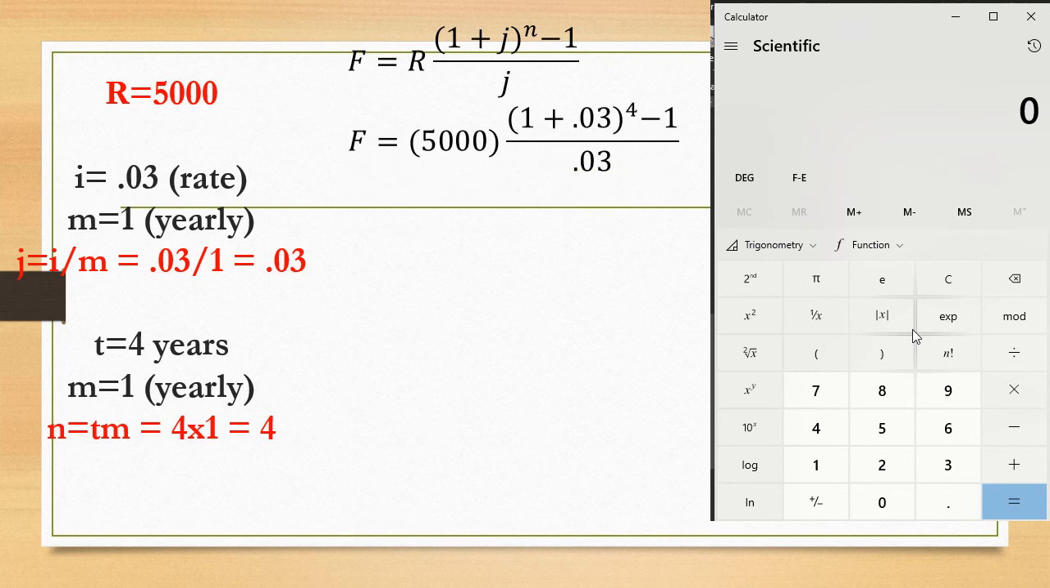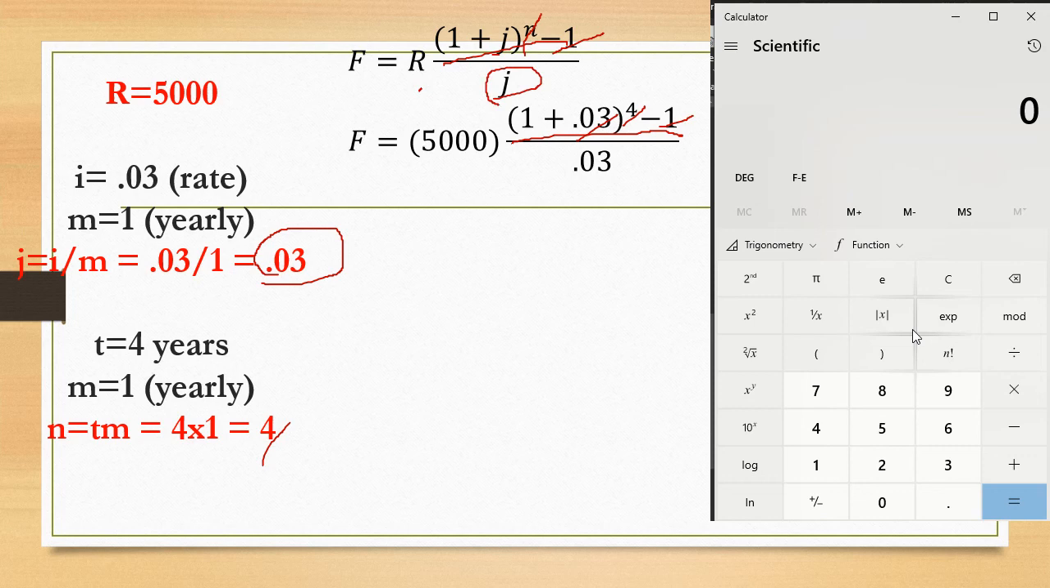F is equal to R. R is 5,000 times 1 plus J. J is 0.03, this one. Raised to the exponent N, which is 4 from this one. Minus 1. Minus 1 divided by 0.03, which is your J also.